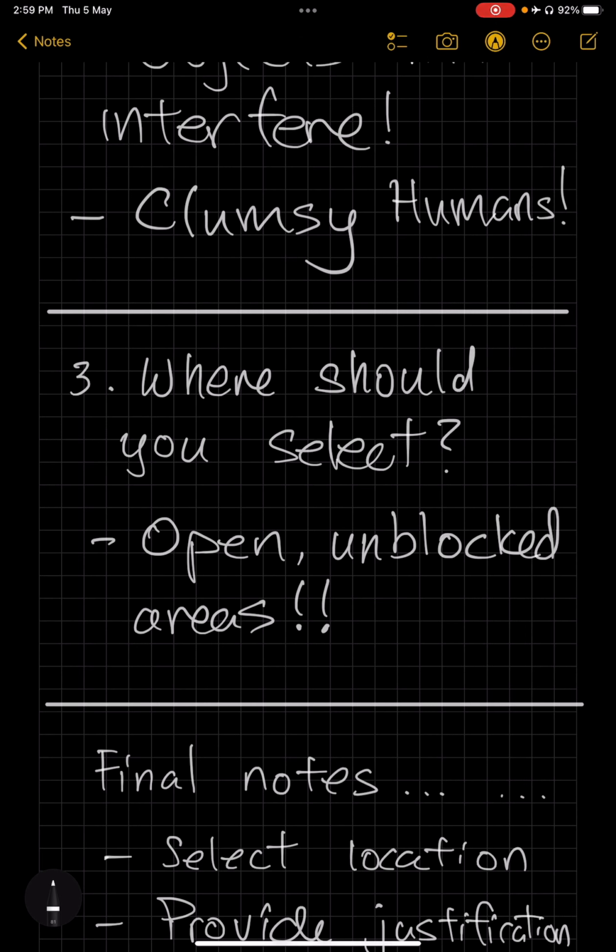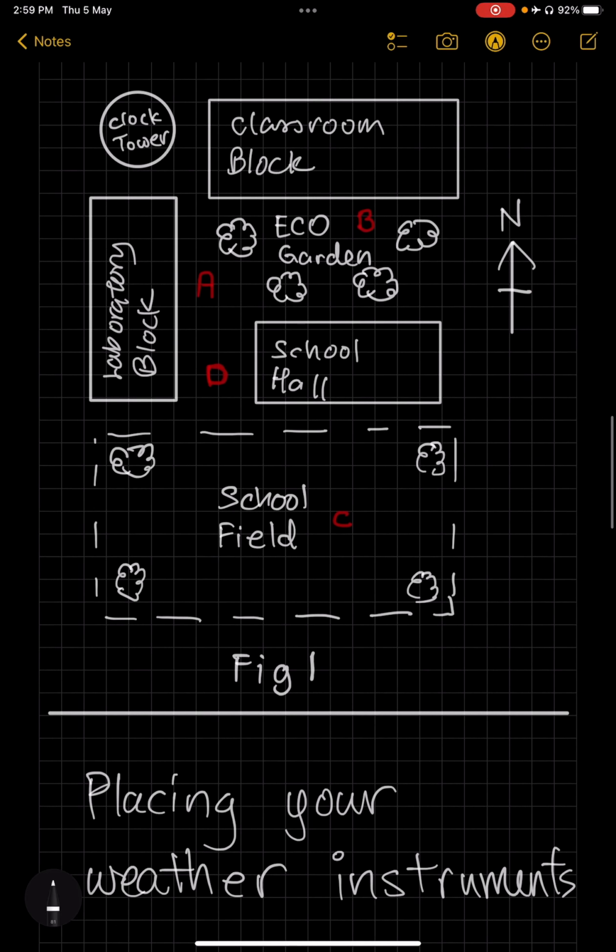selection. Then, if we are going to avoid these things or objects that can cause interference, be it a building, be it a tree, a bunch of plants that are actually interfering with your collection. Select open unblocked areas. That's the ideal for whatever type of data you're trying to collect, as open and as unblocked as possible. So if you look back here, which would be the most ideal location to collect any sort of rain data, any sort of wind data, it will definitely be in the middle of the school field, location C.